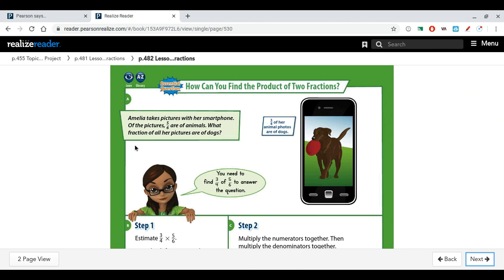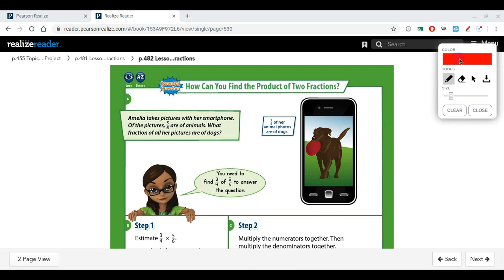All right, let's go ahead and move into your next problem. Our next problem says, Amelia takes pictures with her smartphone. Of the pictures, 5/6 are animals. What fraction of all of her pictures are dogs? Her phone looks a lot like my phone, a lot of dog pictures on my phone. So 3/4 of animal photos are dogs. And so to find this, you need to find 3/4 of 5/6. This tells me that I'm multiplying. So I'm going to set my problem up: 3/4 times 5/6.